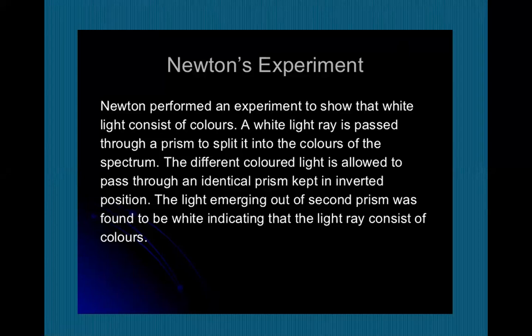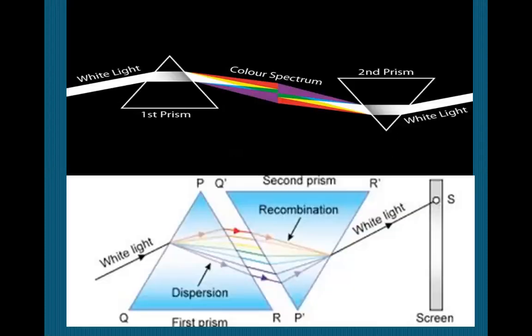There is an experiment related to the dispersion of light done by a scientist, Newton. So it's called Newton's experiment. Newton performed an experiment to show that white light consists of different colors. When a white ray is allowed to pass through a prism to split it into the colors of the spectrum, the different colored light is allowed to pass through an identical prism kept in an inverted position. The light emerging out of the second prism was found to be white, indicating that the light ray consists of different colors. See this diagram carefully.